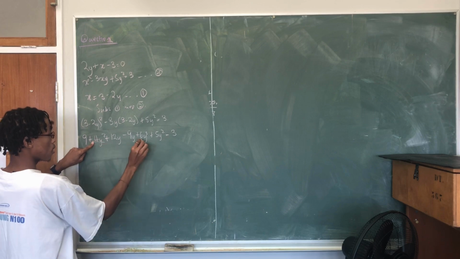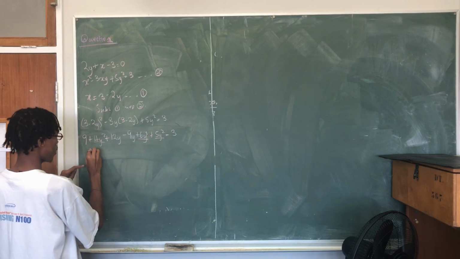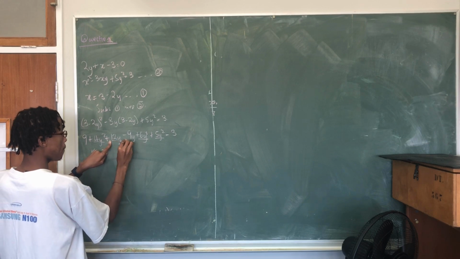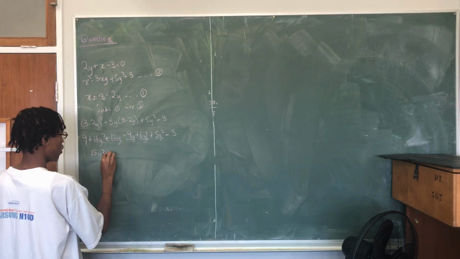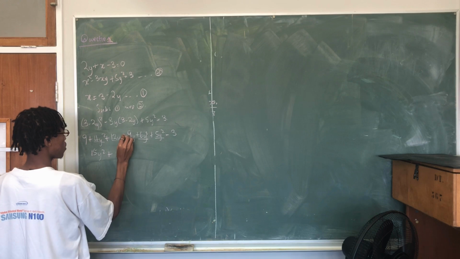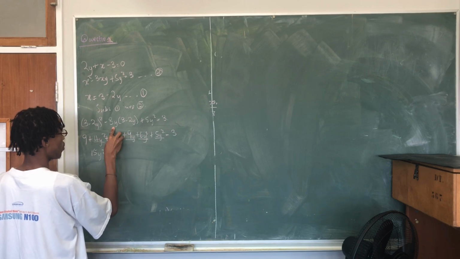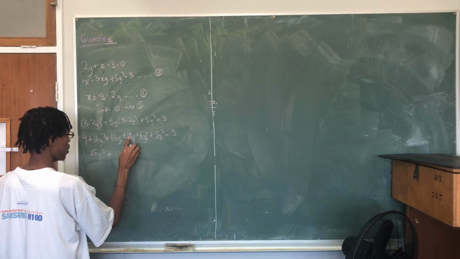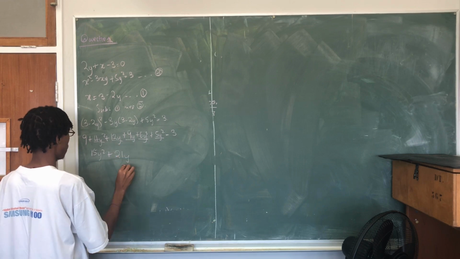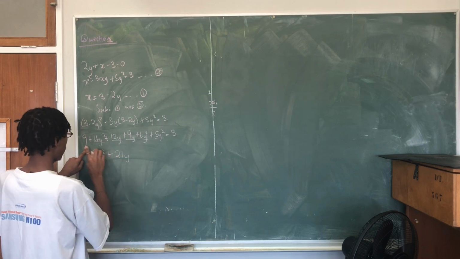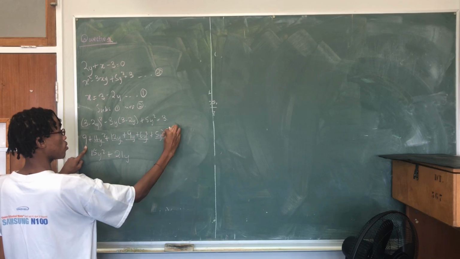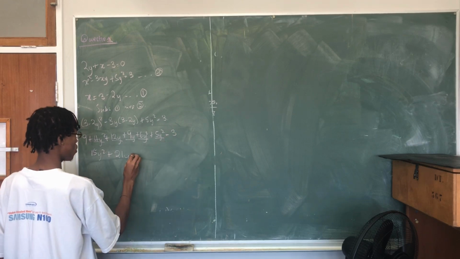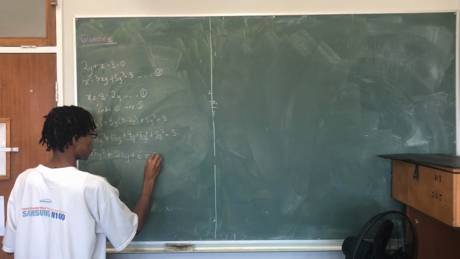4y squared, 6y squared, 5y squared, that's going to be 15y squared. We have 12y minus 9, this is plus negative 3y minus 2y, therefore 12 plus 9, that's 21y. Then we have 9. If we transpose the 3 to that side, it becomes negative. So it's 9 minus 3 is going to be plus 6 is equal to 0.